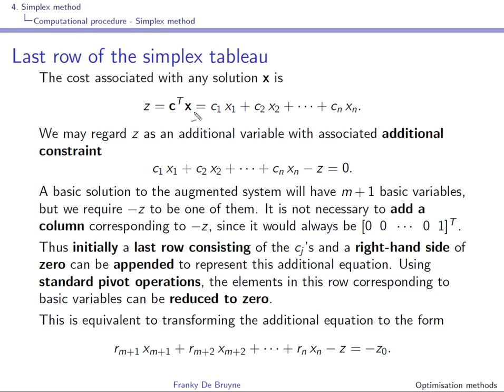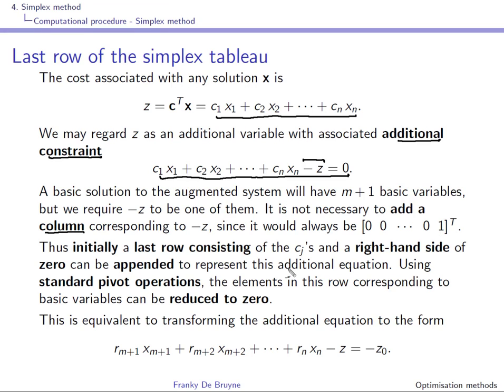The cost is C transpose X, or C1x1 plus C2x2 up to Cnxn. So you can rewrite it as follows, and then what we can do is add it as an additional constraint in our tableau. This means that we have to add a new variable minus z, so we have to add a new column. In this column, they will all be 0 because the other constraints do not depend on minus z, and the last element will be 1.